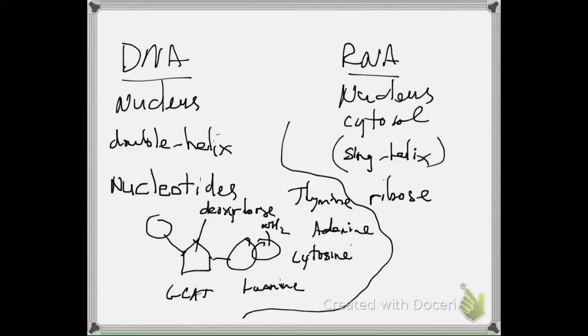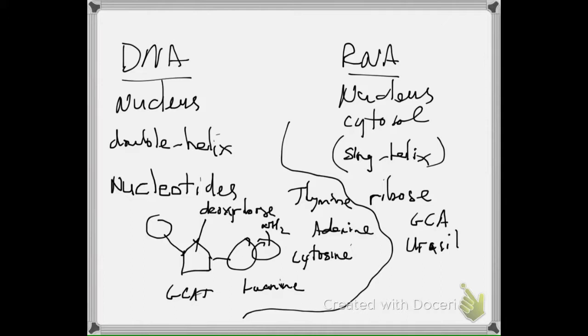Does RNA use the same 4 bases? No. RNA uses 3 of those 4. Which 3 does it use? The G, C, and A. The guanine, cytosine, and adenine. It does not use thymine, and in its place we use uracil.